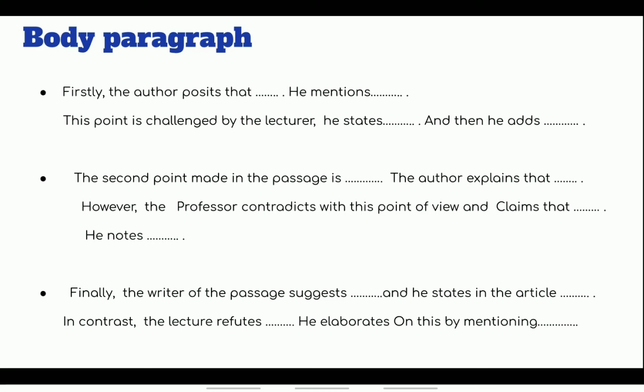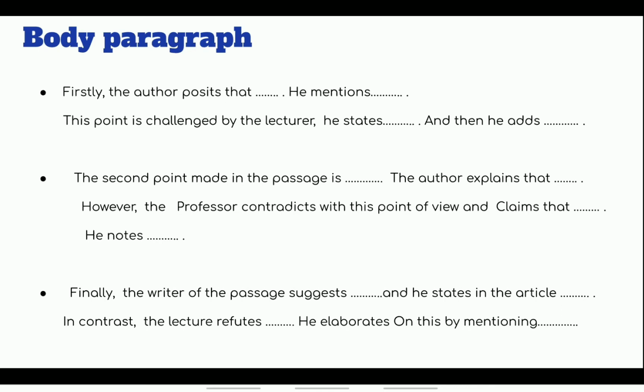The template for the second point will be as the following. The second point made in the passage is, here you mention the second point from the passage. The author explains, here you add a little bit more details about this point from the passage. Then we move to talk about the lecture. However, the professor contradicts with this point of view and claims that, here we mention part of the details from the lecture. And then we say, he notes, and then here we mention the rest of the details.